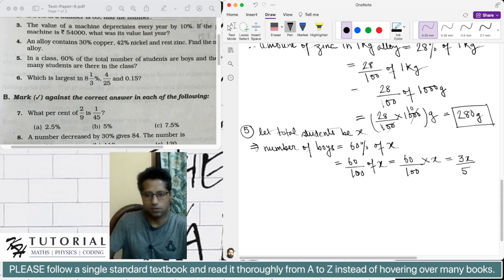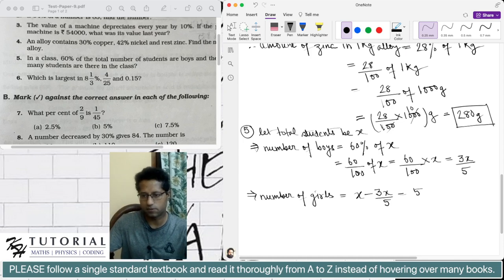Okay. Now this implies the number of girls. The total number of students we have assumed to be X, and we have found that the number of boys is 3x by 5. Therefore, the number of girls will be X minus 3x by 5. This is equal to 5x minus 3x by 5. This is equal to 2x by 5.